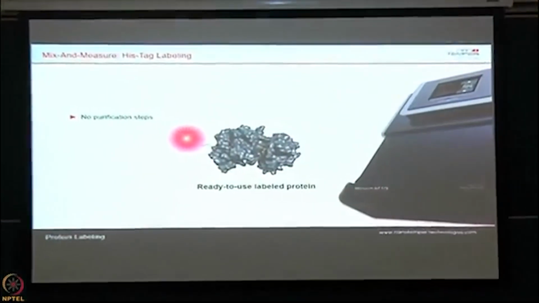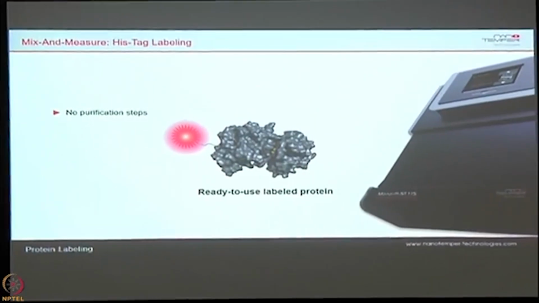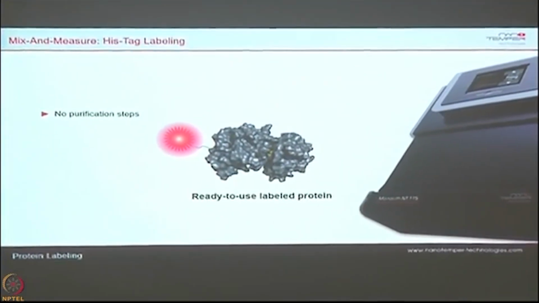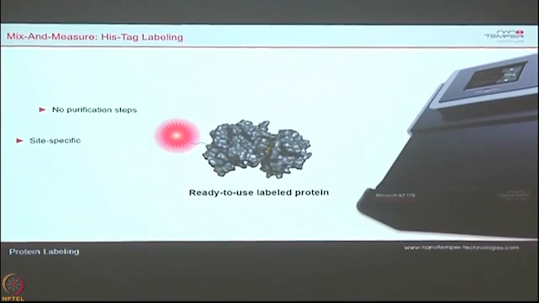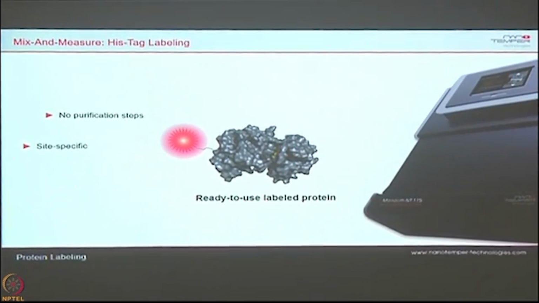As I said, we do labeling of one of the binding partners. We recently came up with a kit where you can label your his tag. At the 6 histidine position, you can label your protein. The biggest advantage is that you need not purify your protein. If your protein is in the cell lysate and is already his-tagged, just simply add the dye and do the titrations. In that way, even in cell lysates, if you want specific interaction studies, this can be successfully done.